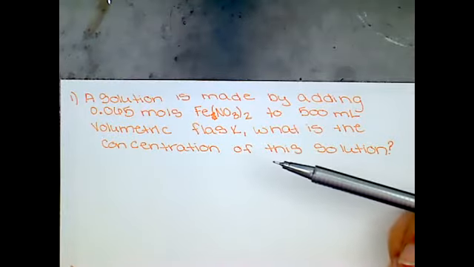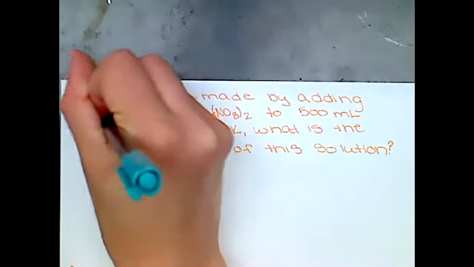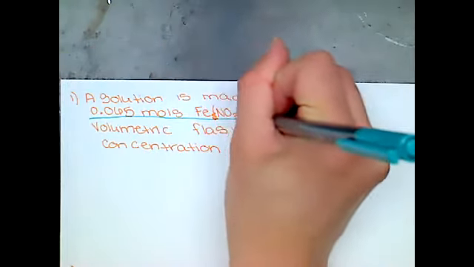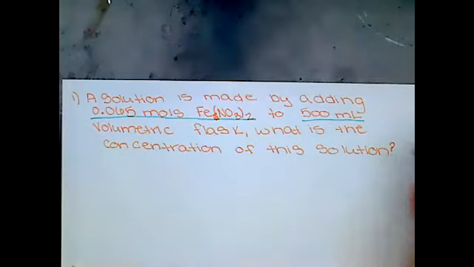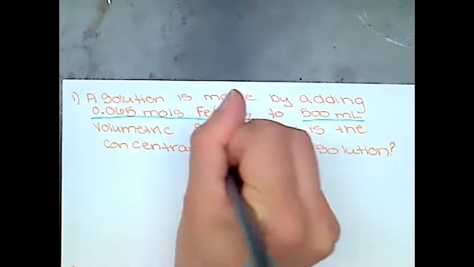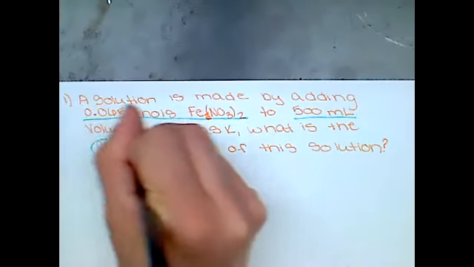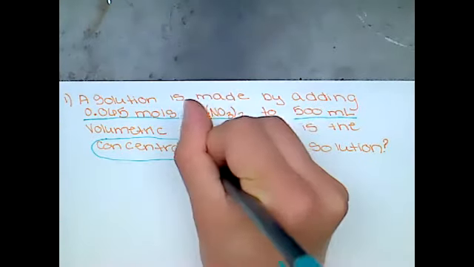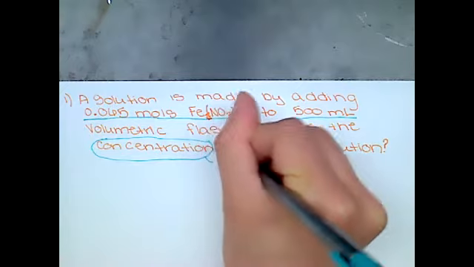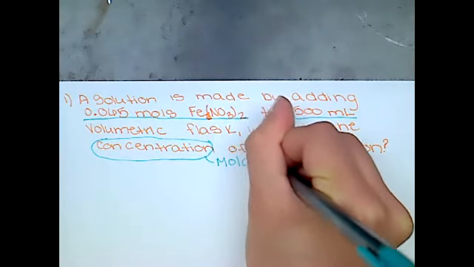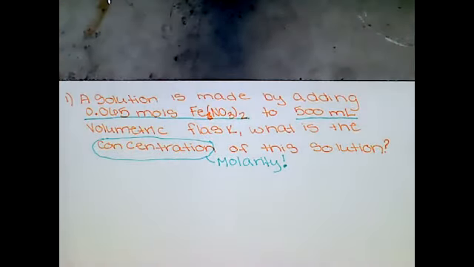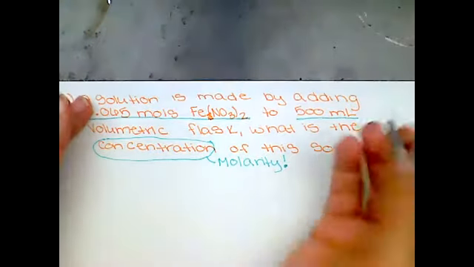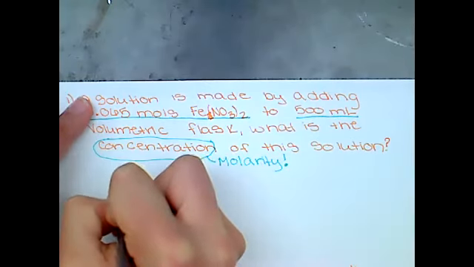So we have a solution made by adding 0.65 moles of iron 2 nitrate to a 150 milliliter volumetric flask. We want to know what the concentration of this solution is. I'm just identifying some key parts. When the problem is asking for concentration, you want to identify that they're talking about molarity. And the minute you think, okay, we have concentration, we're trying to find molarity, you want to remember your equation.